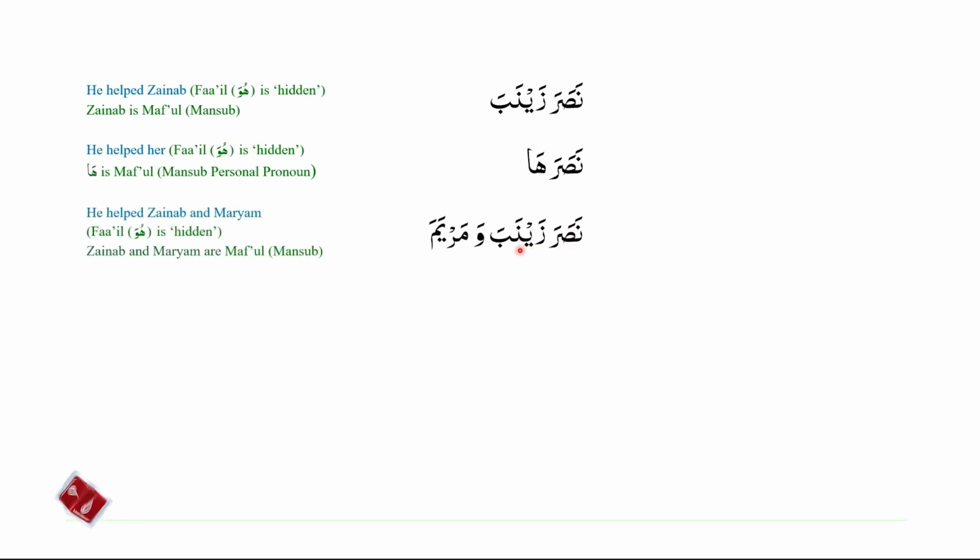Nasara Zainaba wa Maryama. Zainaba, Maryama are both mansoob and they are maf'ul. They are receiving the action. Nasara means he helped. He helped Zainab and Maryam.